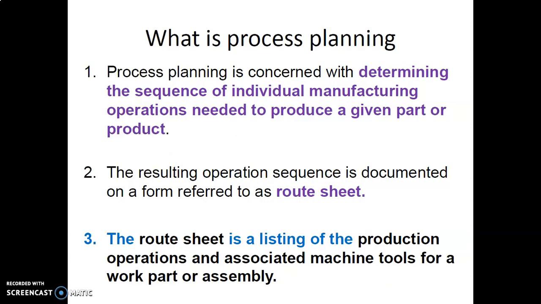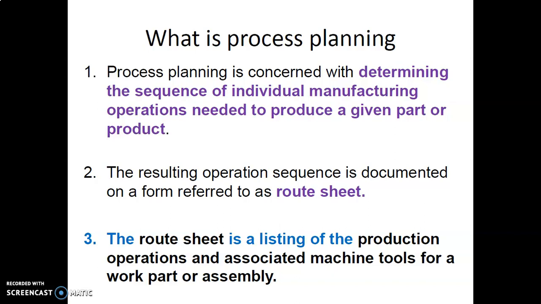What is process planning? Now we come to the definition. Process planning is concerned with determining the sequence of individual manufacturing operations needed to produce a given part or product. You can understand in this definition what process planning is.